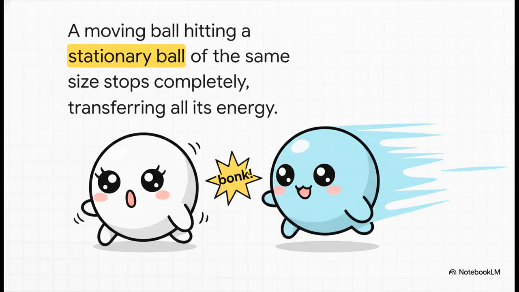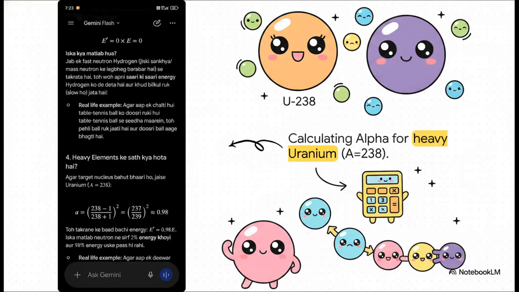Think of it kind of like a table tennis impact. If you've ever rolled a ping pong ball straight into another stationary ping pong ball of the exact same size and weight, you know exactly what happens. The first ball hits the second and instantly stops dead in its tracks. All of its kinetic energy is instantly transferred to that second ball, which shoots forward across the table. Because a neutron and a hydrogen nucleus have almost the exact same mass, this perfect energy transfer happens right down at the subatomic level.